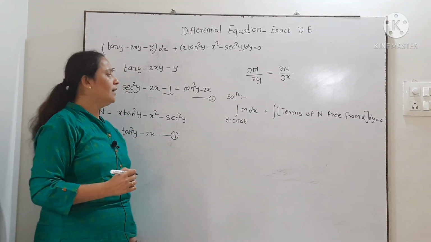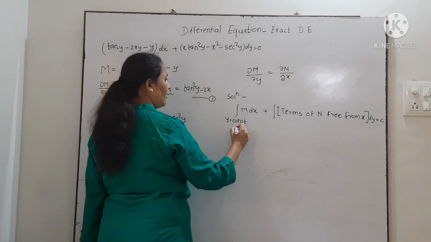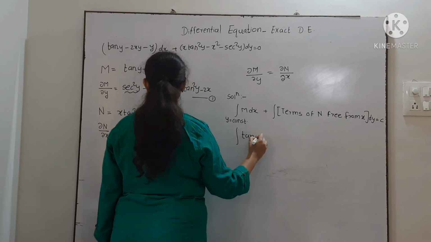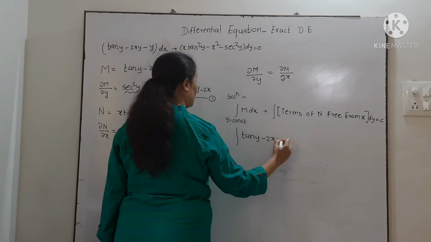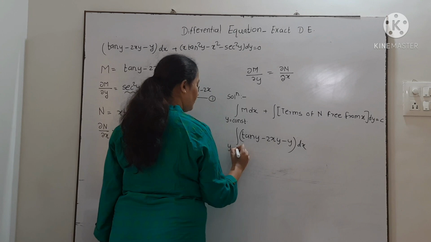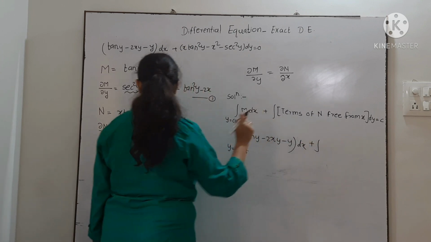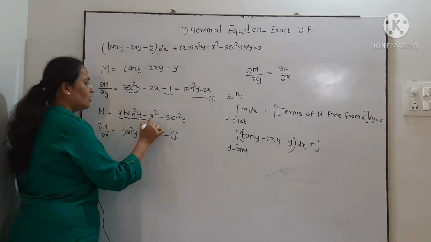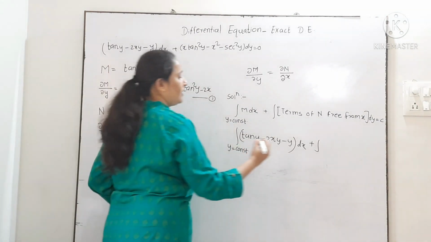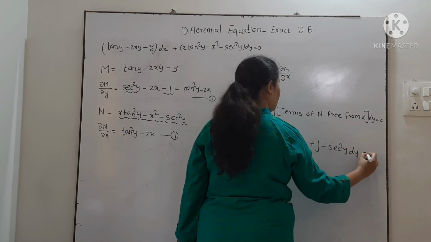by using the formula: integral of M dx treating y as constant, plus integral of terms of N free from x. Now we'll substitute the value of M, that is (tan y minus 2xy minus y) dx treating y as constant, plus integral of terms of N. This is N. We'll consider those terms where there is no x. So there is only one term, that is minus sec square y. So minus sec square y dy equal to c.